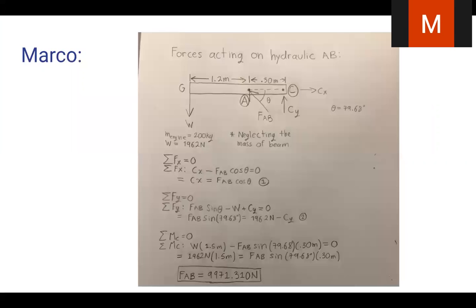For my part, which was to calculate the force AB, we took into account the theta that we just got using the cosine rule. We also took into account that the beam was massless. To figure out this force, we did a summation of moments about point C. We took the weight of the engine times the distance, which was 1.5 meters, minus the vertical component of the force AB times 0.3 meters, and we got the value right here.